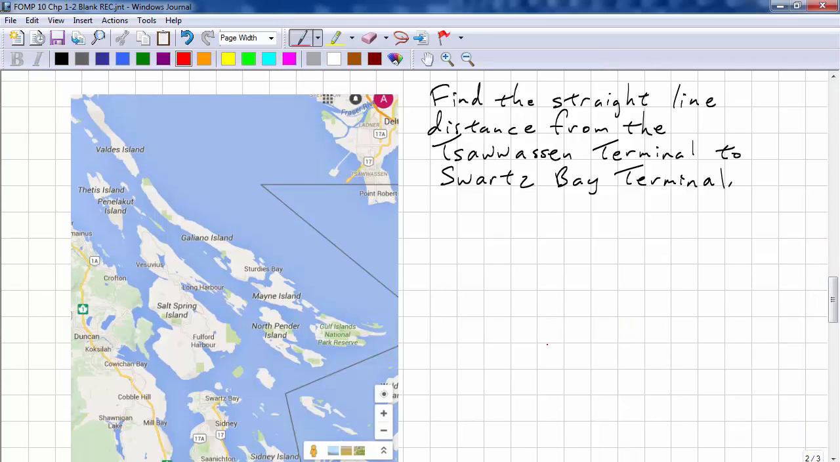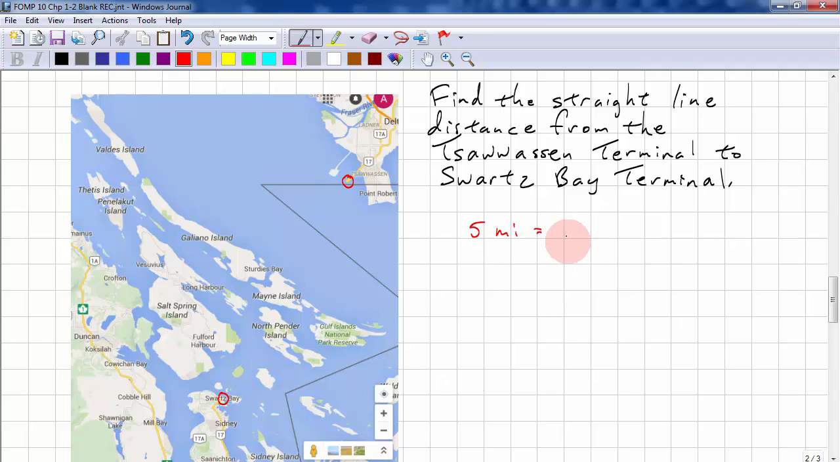Okay, find the straight line distance from the Tsawwassen Ferry Terminal to the Swartz Bay Terminal. The Tsawwassen Terminal is here, and the Swartz Bay Terminal is here. First of all, we have to measure this. Depending on how big the printer printed this, it could be a little bit different for you versus what I have.